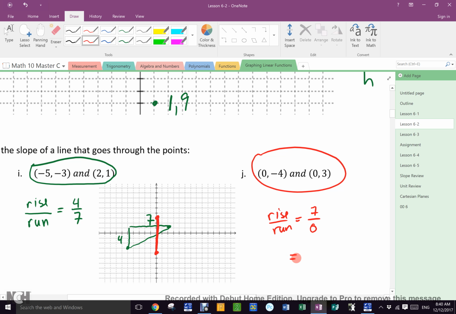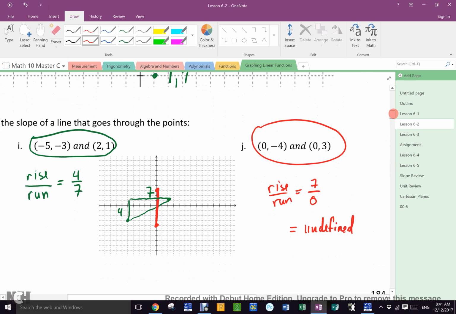No. That is a special kind of slope. What is it? If you don't remember, turn back to page 178, 79. It is an undefined slope because it's not a slope at all, is it? It's straight up and down. It's vertical. So it is an infinite slope. Everybody cool?